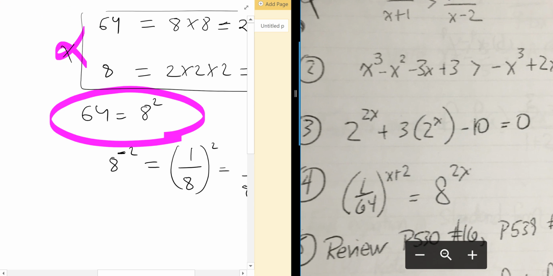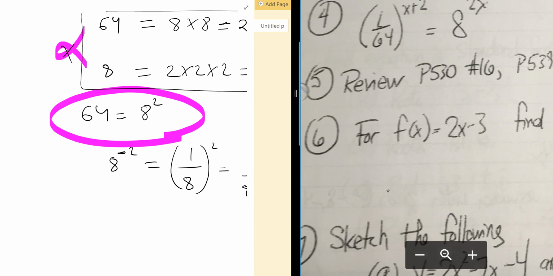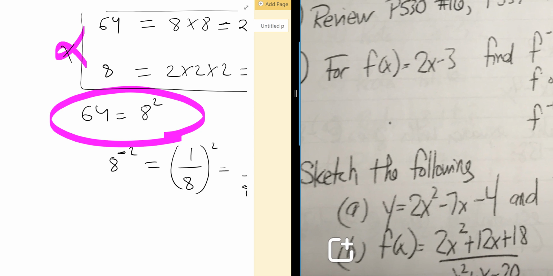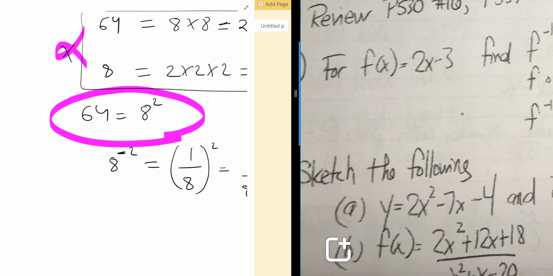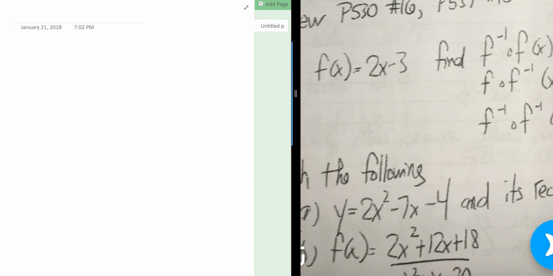And now we're going to do number 6. Number 6 is for f of x equals that, find all those things. Okay, so we do it on the next page. We have number 6, yeah.